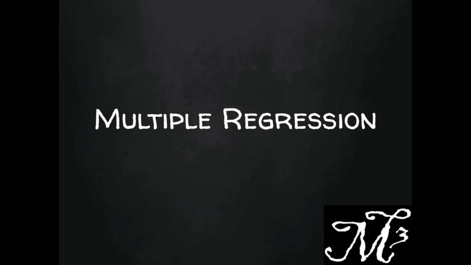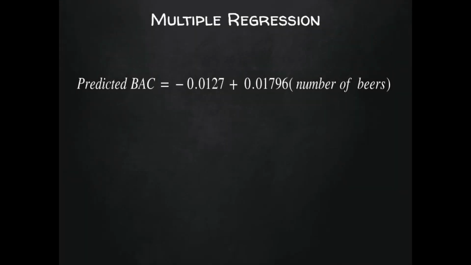Today we're going to talk about multiple regression and nonlinear regression. You will recall from previous videos that we discussed the relationship between number of beers consumed and blood alcohol concentration. We established that there was a linear relationship between these two variables, and this is the model that was produced from that relationship. However, this model is a little bit incomplete.